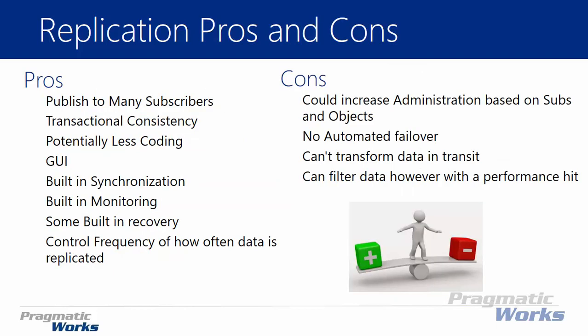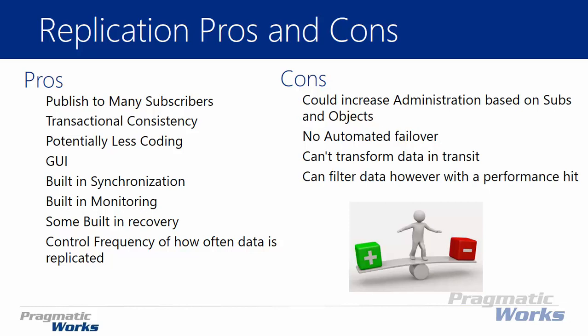So we may have touched on some of these already, but let's go over the replication pros and cons. Some of the pros are you can publish to many subscribers, so you could have one publisher and many subscribers. You could have a set of tables with a filter going to subscriber 1. You could have a set of tables with different filters going to subscriber 2, and so on and so forth. It provides you the ability to move data to many different places.